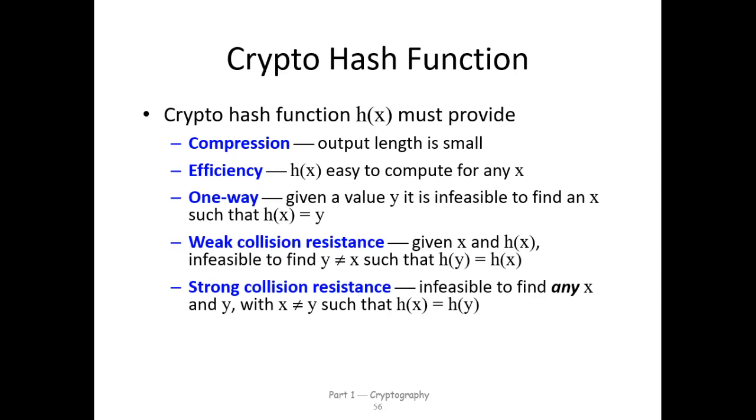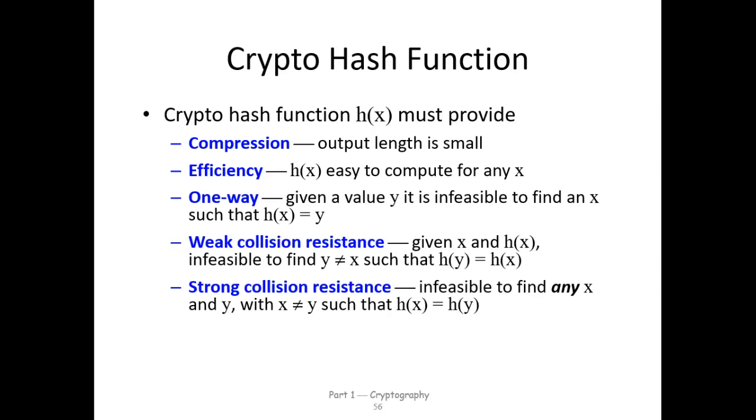Now one more property is strong collision resistance. Weak collision resistance means we are computing the other value, that is y. In strong collision resistance, even when we need to find the value on which we applied the hash function, it is infeasible. It is infeasible to find any x and y, with x not equal to y, such that h of x equals h of y. This is what crypto hash functions provide.